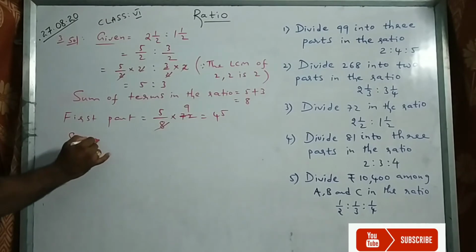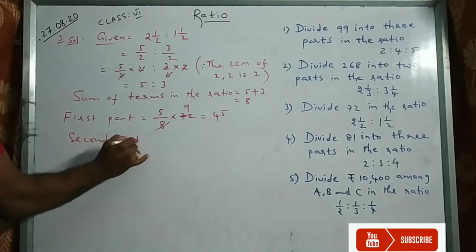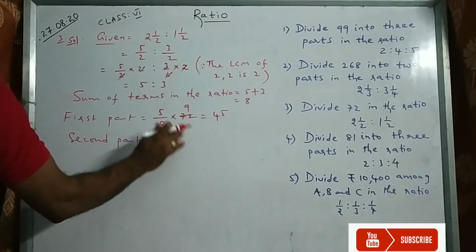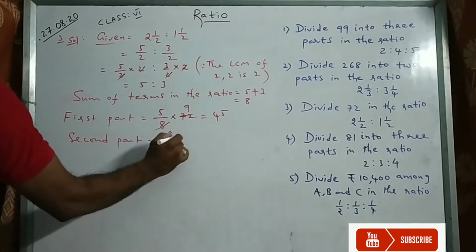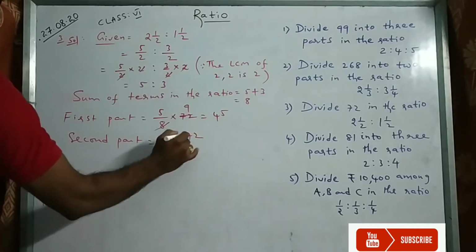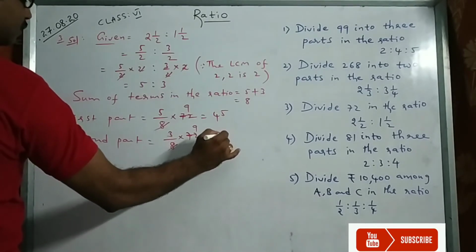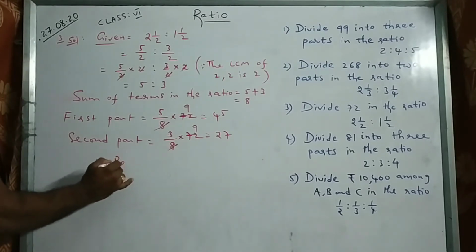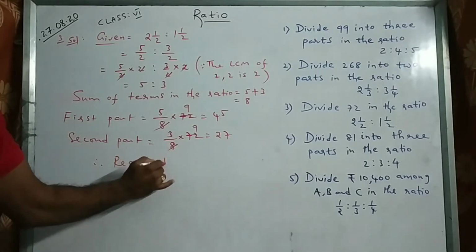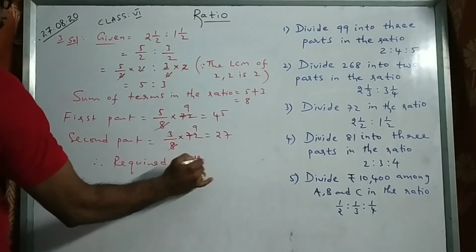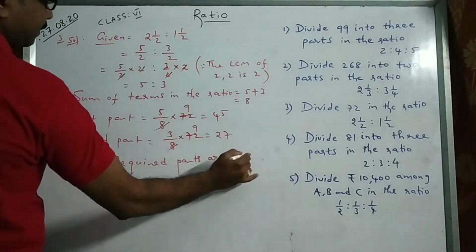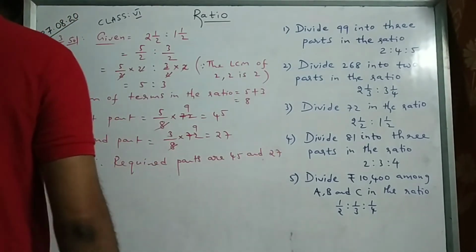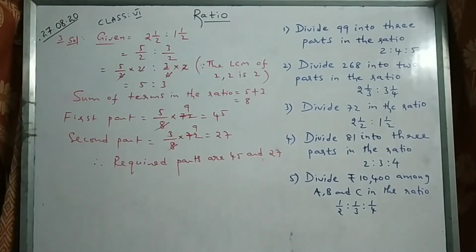Second part. What is second part here? What is the second number in the ratio? 3 upon 5. Sorry, 3 upon together 8 we have into 72. So 8 9s are, together you see 72, right? Therefore required parts are 45 and 27. Okay? This is the way we have to do it.